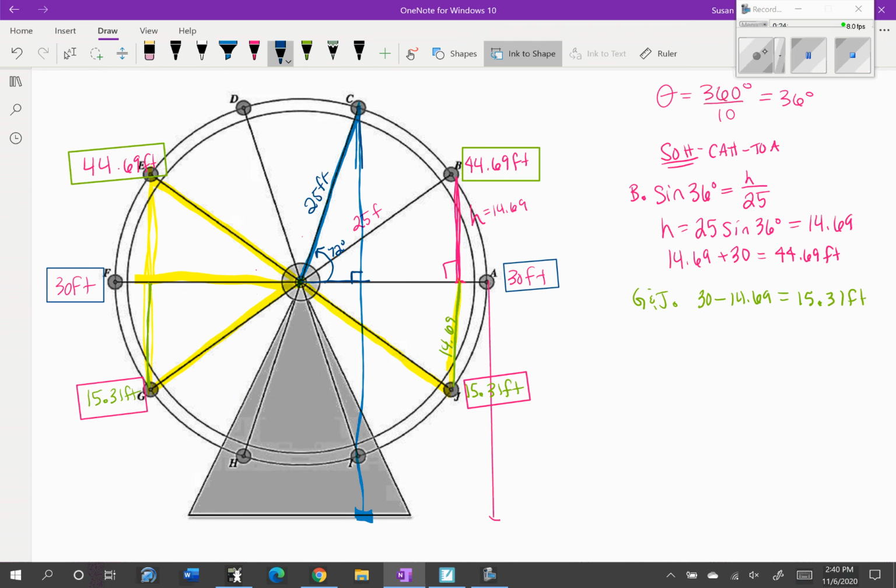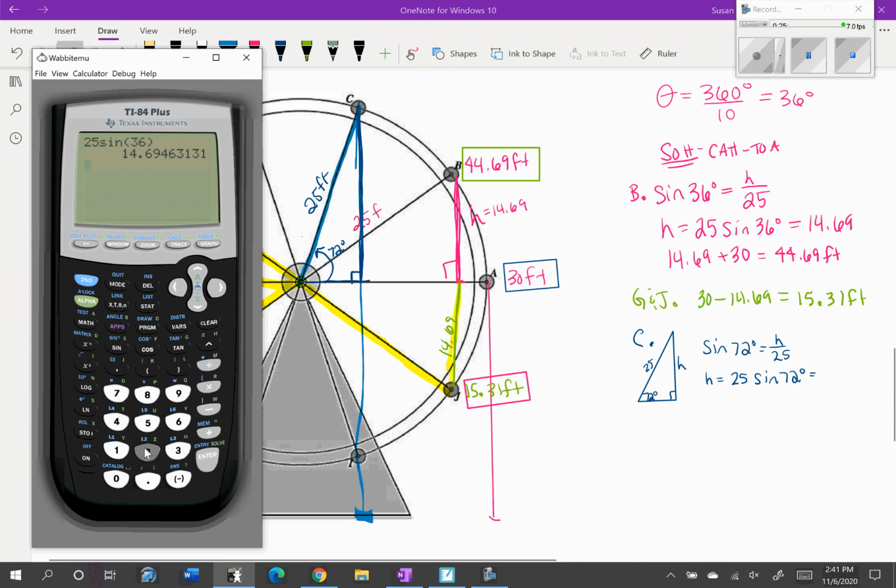So if we figure out this distance from C to the center of the wheel, we can add 30 to that to figure out how high C is from the ground. So we're going to use our right triangle trig again. So we have 72 degrees, and if you want to make your triangle over here, it makes it a little bit easier. So 72 degrees, and this is 25, and we're trying to find h. So when we do opposite and hypotenuse, we're using our sine again. So the sine of 72 degrees is equal to h over 25. So h is equal to 25 times the sine of 72 degrees. So we can use our calculator, again, making sure you're in degree mode. So 25 times the sine of 72 degrees.